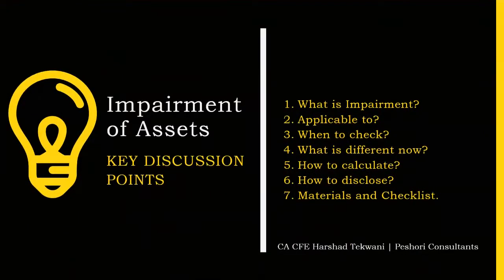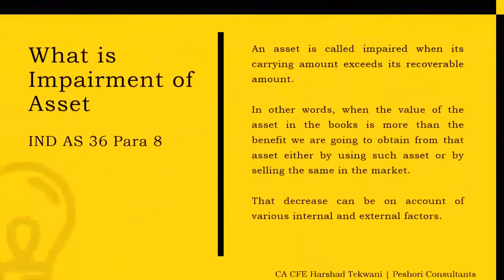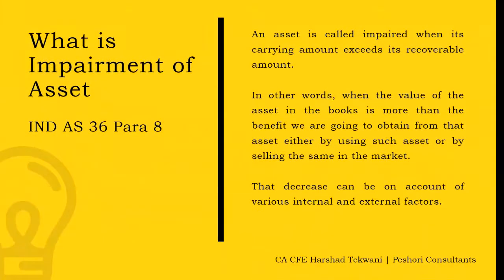What we are going to discuss is what is impairment, what it is applicable to, when to check, what is different now with respect to COVID-19, how to calculate, how to disclose, and some materials so that practical questions and everything we can take up. Now moving ahead, Ind AS 36 primarily governs the impairment of assets. As per Ind AS 36, an asset is called impaired when its carrying value exceeds its recoverable amount.